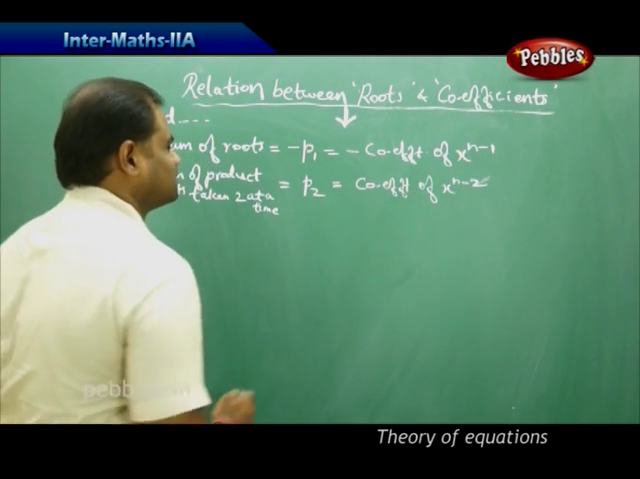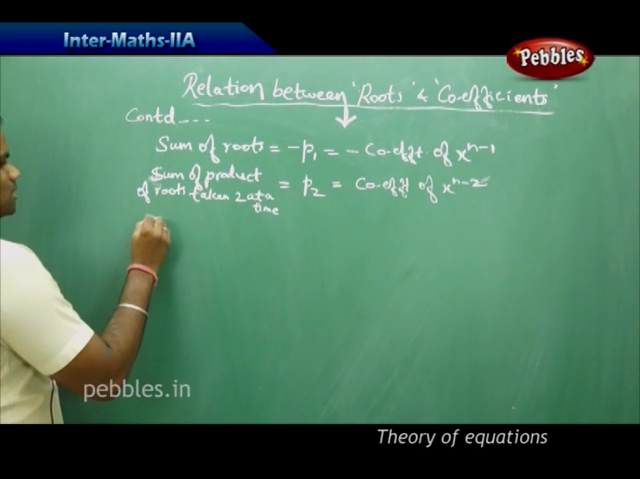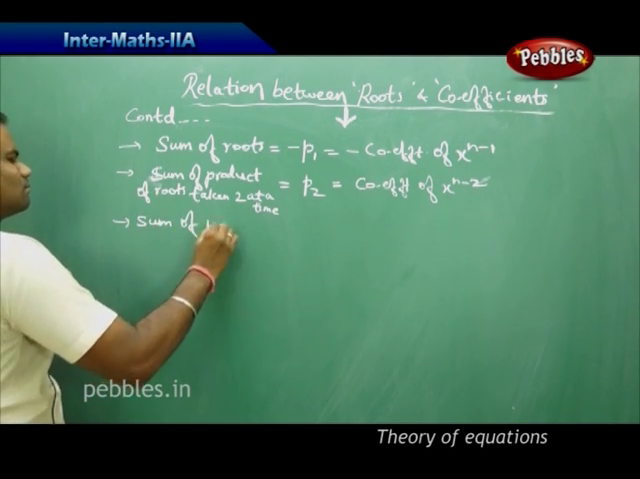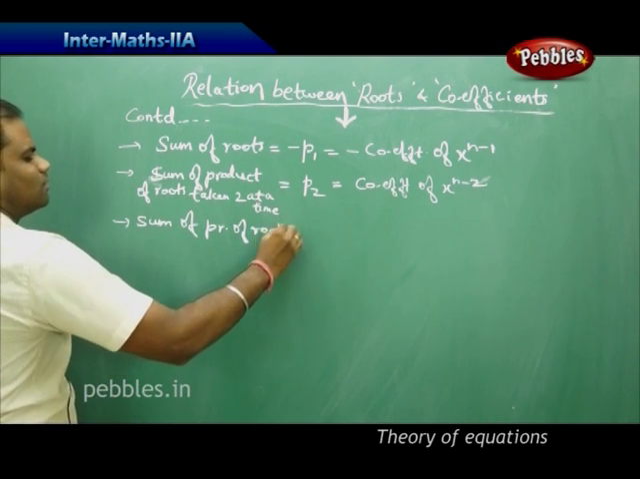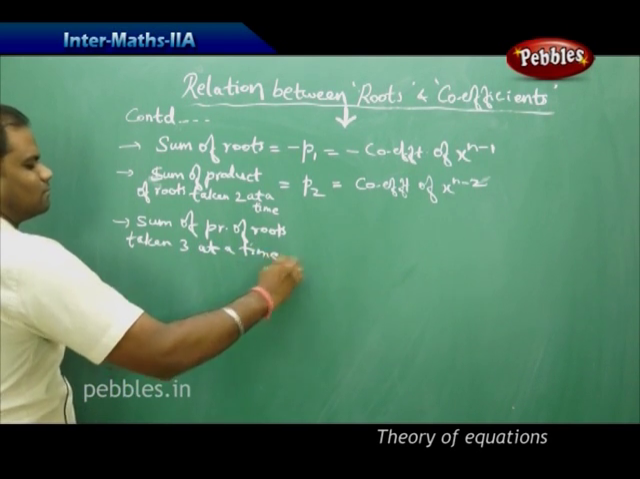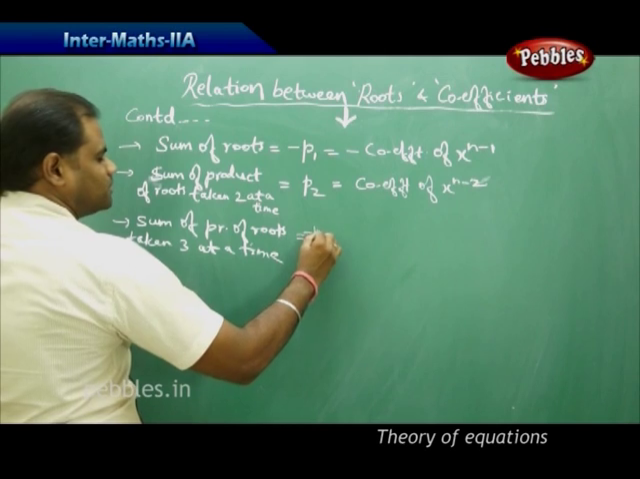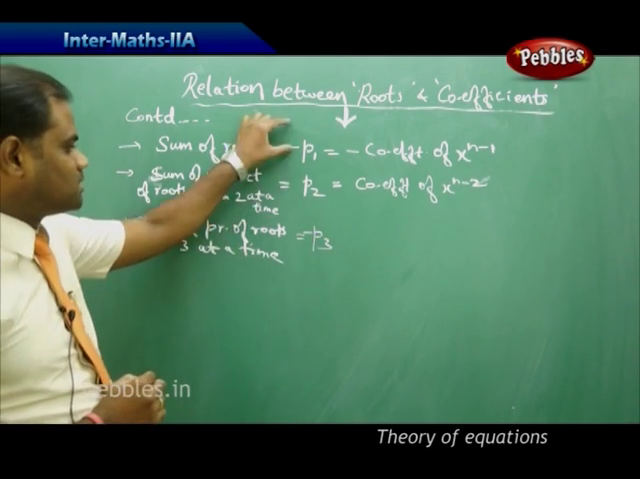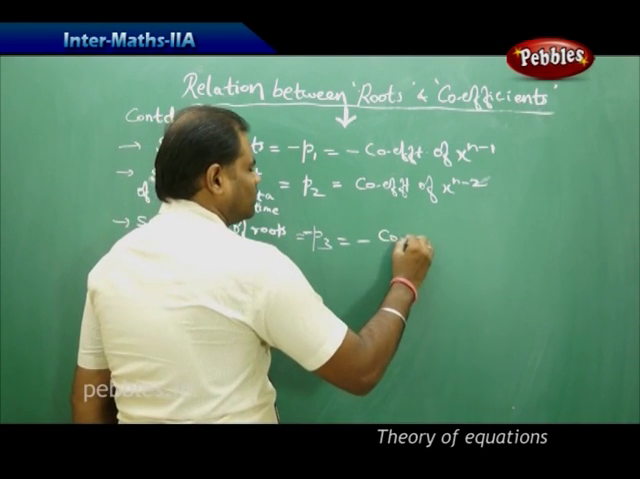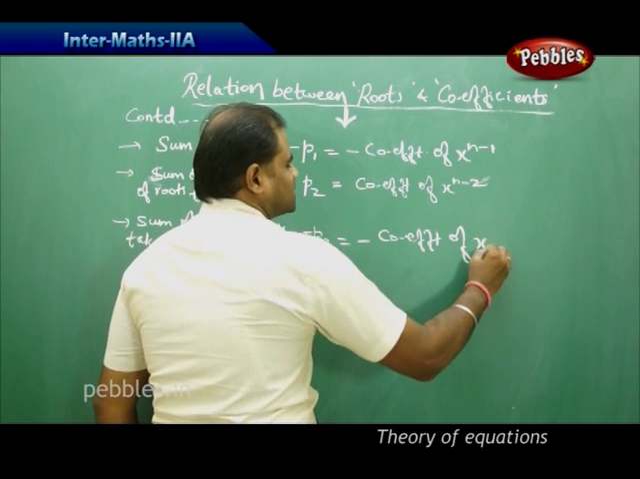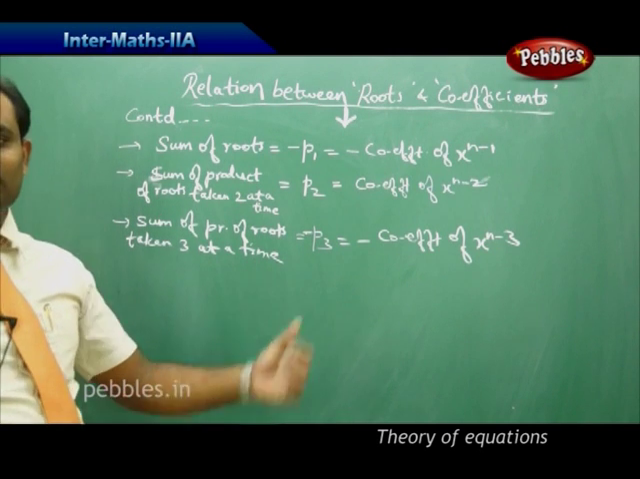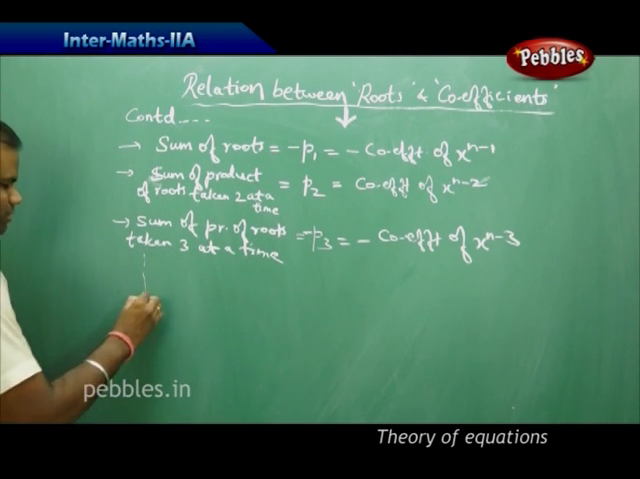Now next comes the sum of product of roots taken 3 at a time, which will be nothing but minus P3, because every time it is minus plus minus plus, so I get minus P3, which is nothing but the negative of the coefficient of x power n minus 3. So taken 4 at a time would obviously be P4, and so on and so forth.